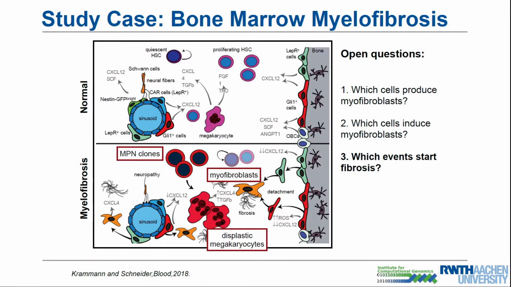By looking at this, we have some open questions. We would like to understand which cells are producing or inducing those myofibroblasts, and how the fibrosis is starting in the bone marrow niche.